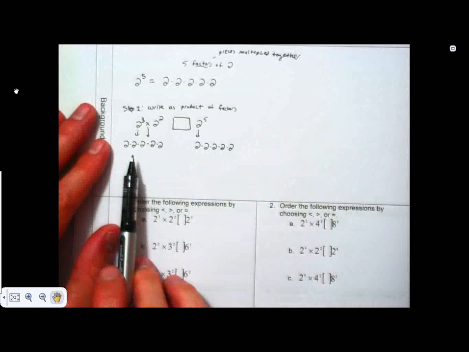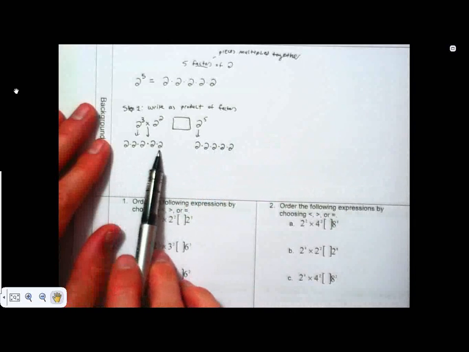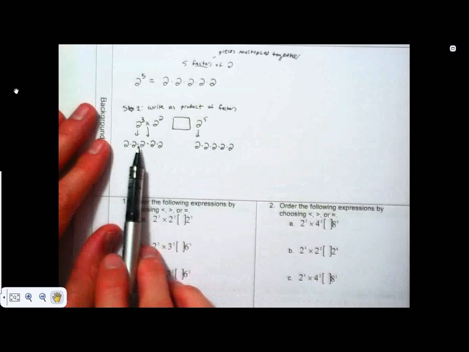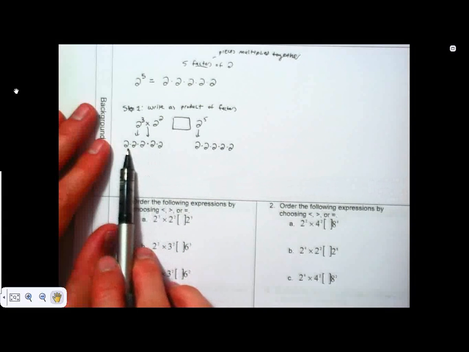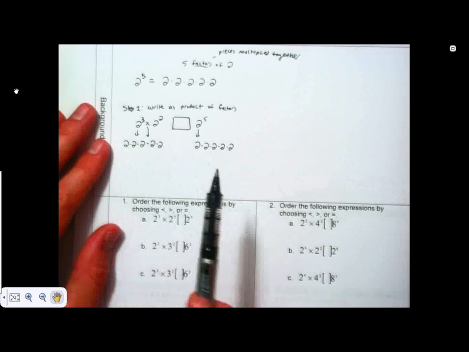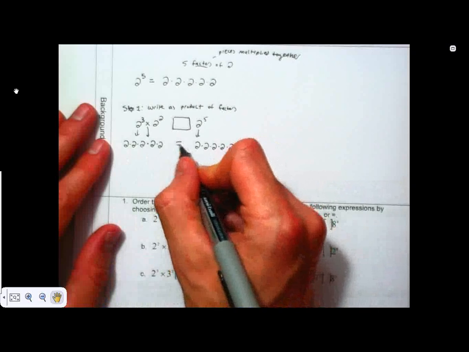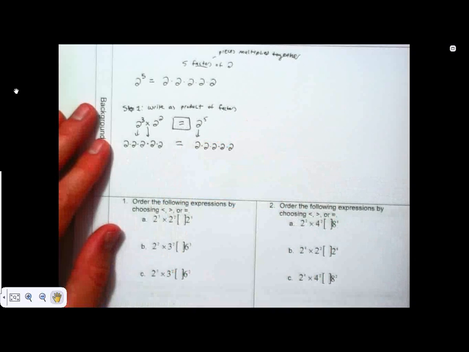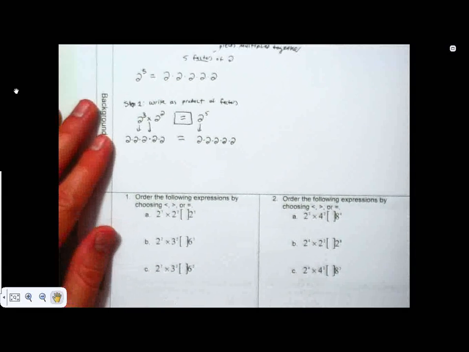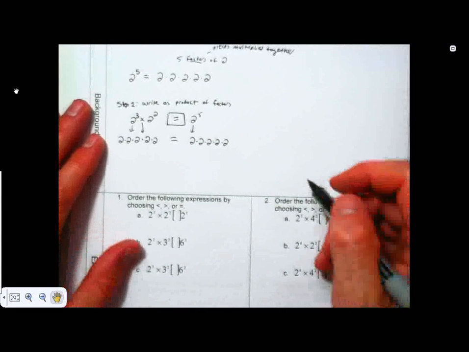And so when I've broken it down, now it's actually easy to compare both sides. Well, I can see I have the same number of 2's, same number of factors of 2 on this side as I have on this side. So that means the relationship between the two sides is equality. Let's take a look at the second one.